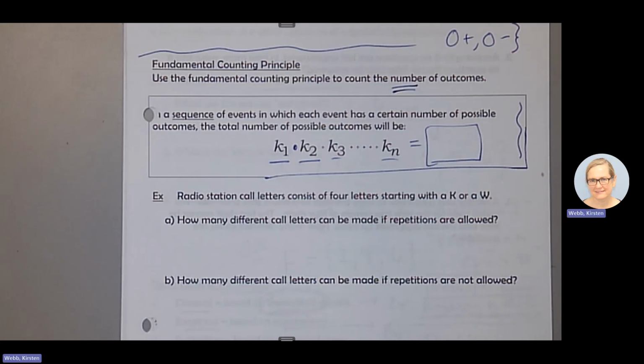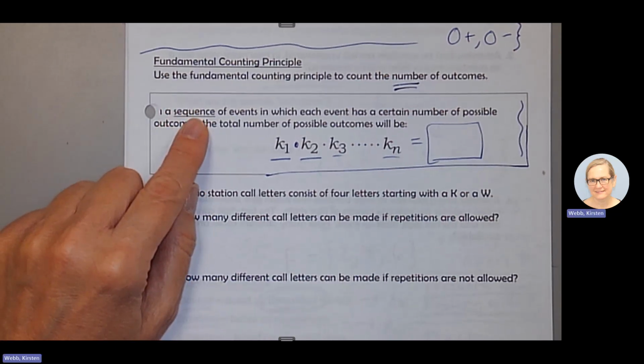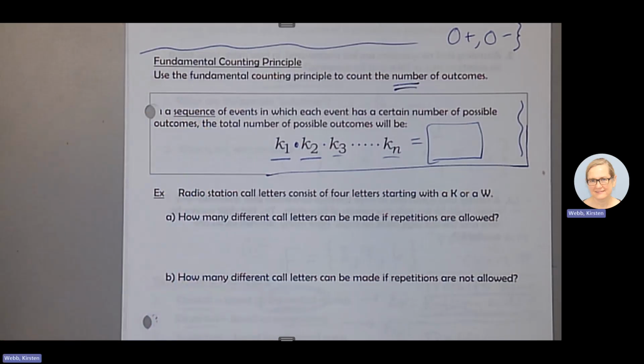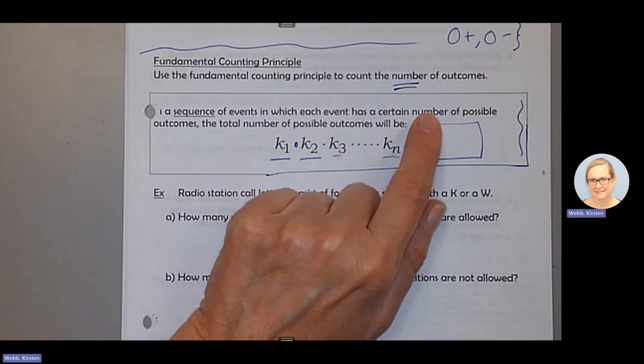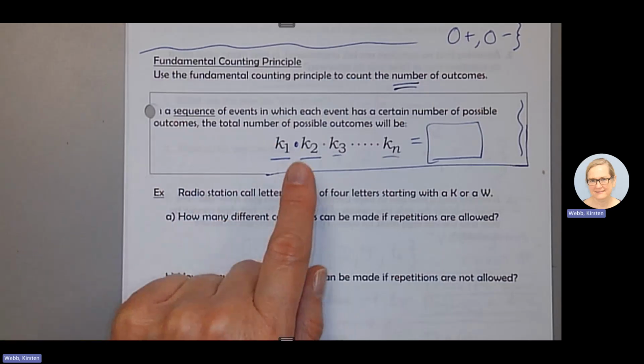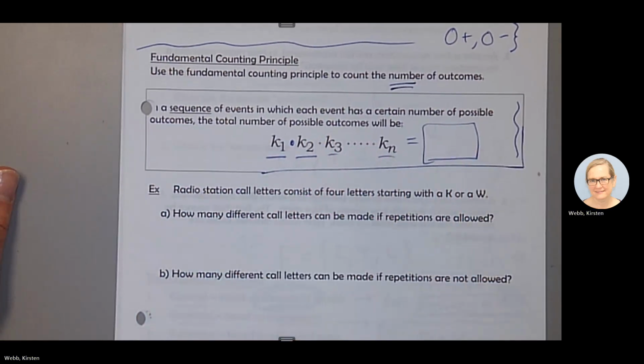And we'll try it out with this radio station question in a sec. Anybody see anything big picture you'd like to ask before we give it a try? In a sequence of events where we can break it down into parts, and each part has a certain number of outcomes, we'll just multiply those individual numbers to get our total.